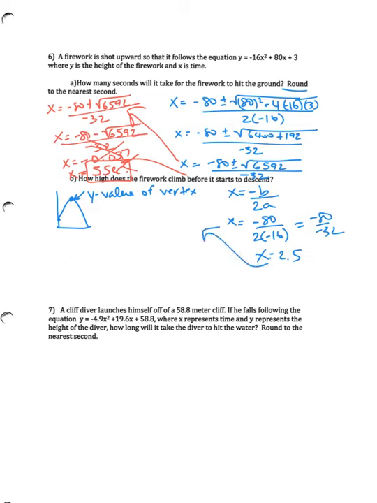Plug into the equation. You're going to do y equals negative 16 times 2.5 squared plus 80 times 2.5 plus 3. So 2.5 squared is 6.25, times negative 16 is going to give us negative 100, plus 80 times 2.5 is 200, plus 3, that's going to be 103 feet high. So the highest point that it reaches here is 103. That's the y value of the vertex.